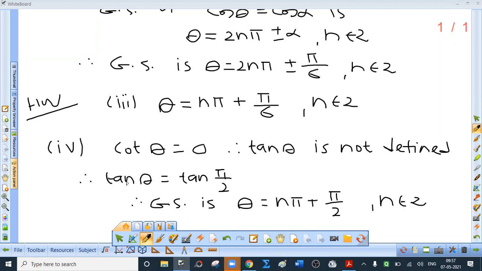Now what is the general solution of tan theta equal to tan alpha? Theta equal to n pi plus alpha. And that is why I have written the general solution for cot theta equal to 0 is n pi plus pi by 2. You can check this. Suppose you put n equal to 2. What is cot of 2 pi plus pi by 2? It is cot pi by 2. Is cot pi by 2 0? Yes, it is.